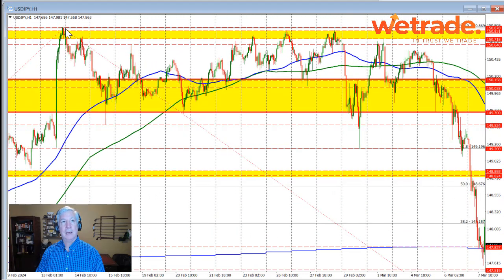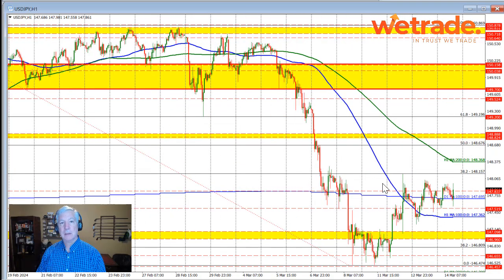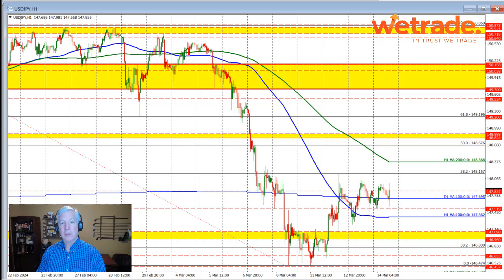I'm going to go back to the high, and this is from this high going back to mid-February, down to the low price that we saw in March. A 38.2% retracement held resistance at the 148.157 level, and the market rotated back to the downside. As you can see, we fell below the 100-hour moving average down here, which is flattening out, and then moved back higher.